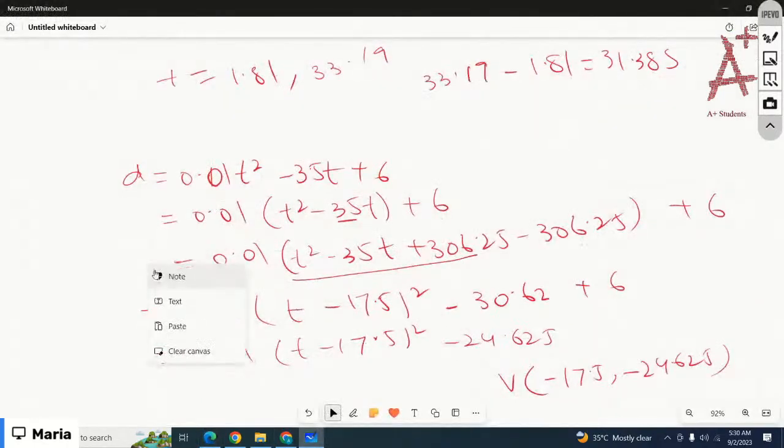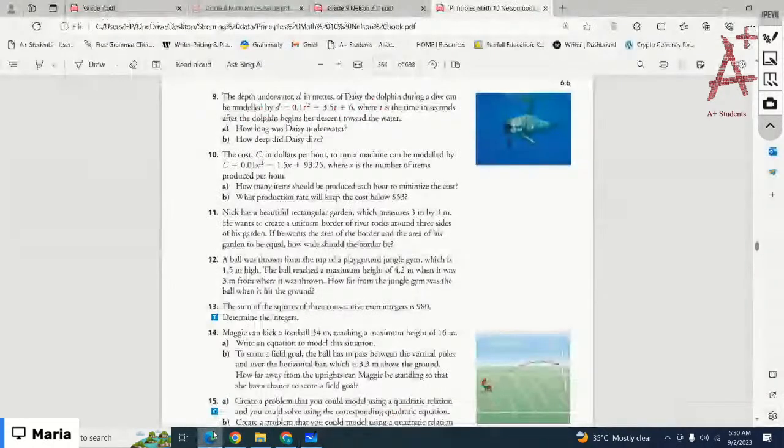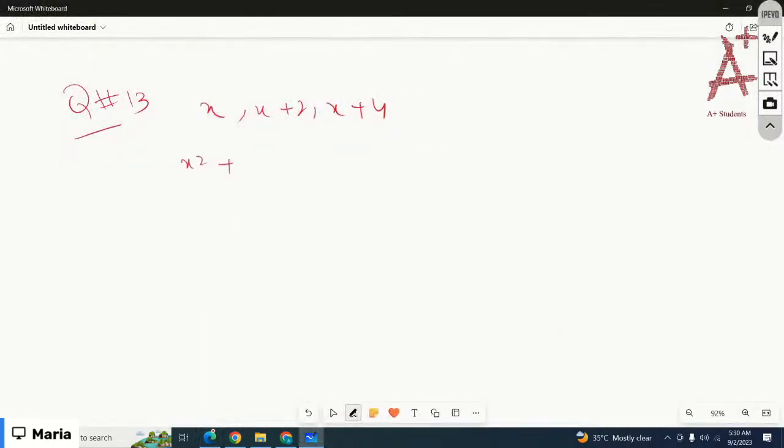Question number 13. Okay, so let's suppose x is the smallest integer, right? The next ones are x plus 2 and x plus 4 because they are even integers, right? So the sum of squares, it would be x square plus x plus 2 whole square plus x plus 4 whole square equals 980, right?